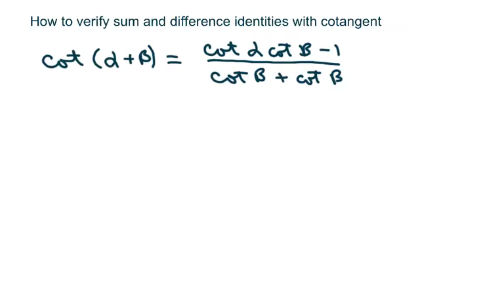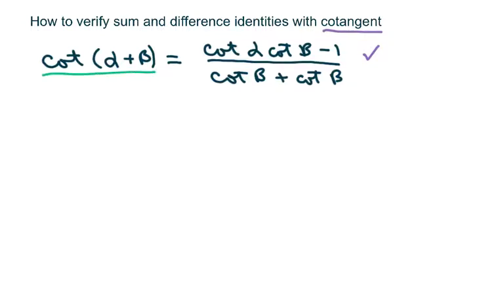Hi everyone, we're going to verify some difference identities involving the cotangent. So we want to verify that the left side looks like the right side here. And basically these are not that hard. They're basically what we did before, but what you want to remember is the starting point.